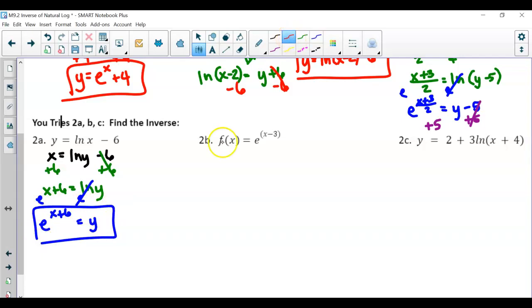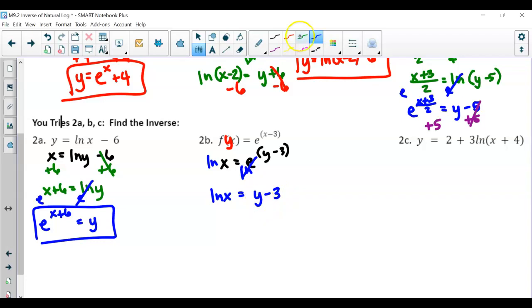Same thing here. Remember, f of x is the same as y, so let's switch them. X is equal to e to the y minus 3. Now notice the exponential here is by itself. So I'm going to go right into getting that inverse, which is the natural log. So here I've got the natural log of x is equal to, remember inverses, they cancel each other out and bring down your exponent, which is y minus 3.